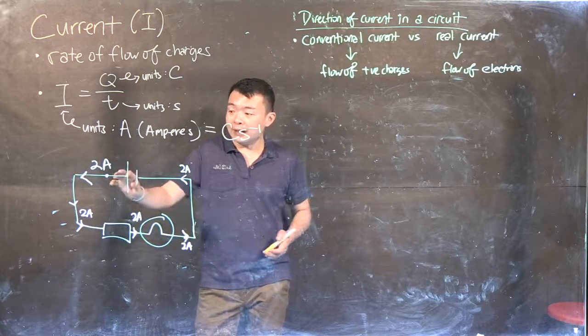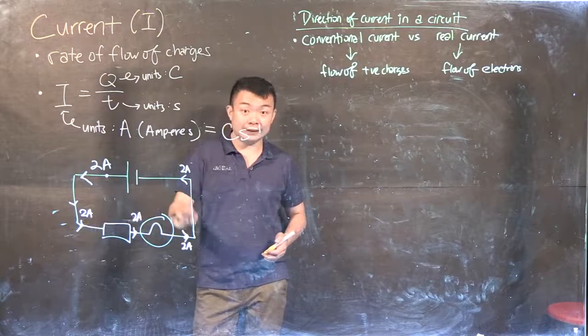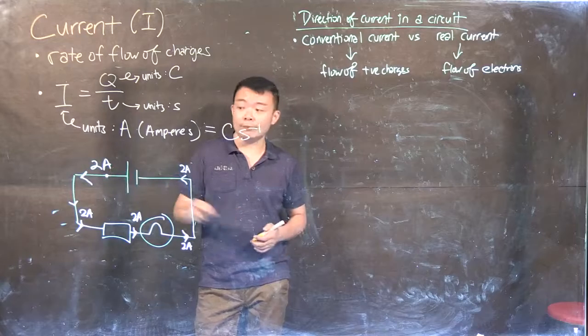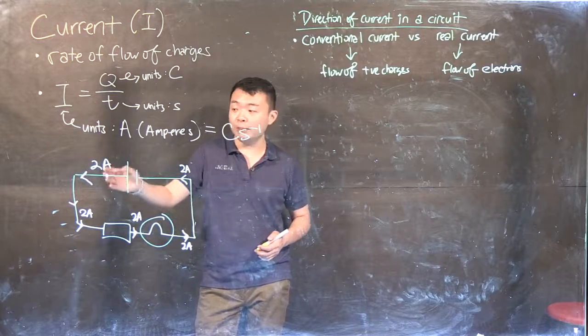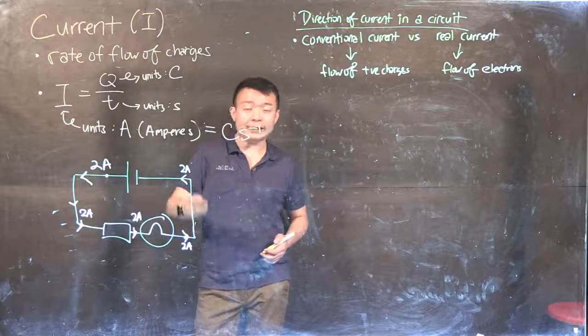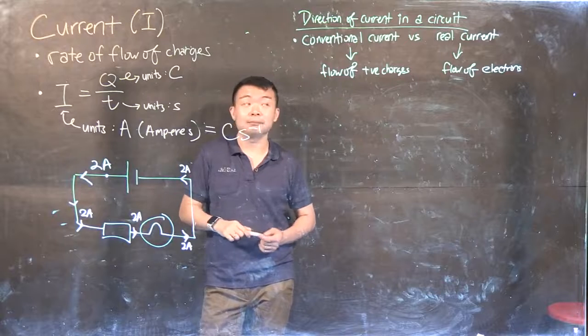So the current that flows through a series circuit is the same throughout this series circuit. 2 amperes at the start and 2 amperes everywhere around the circuit.